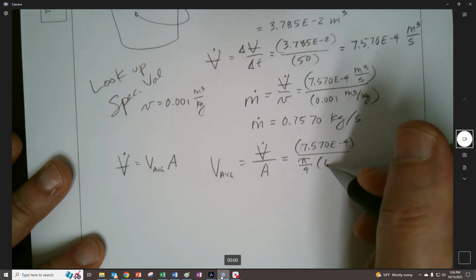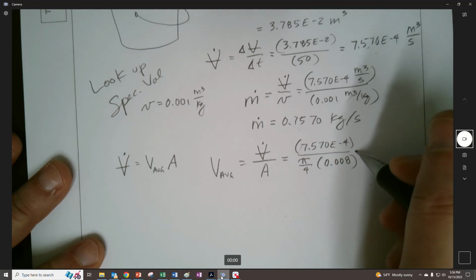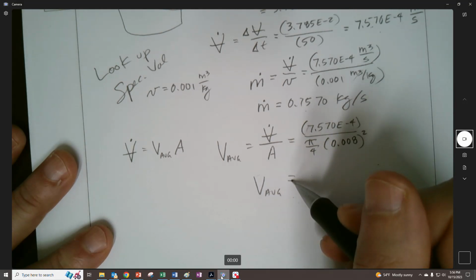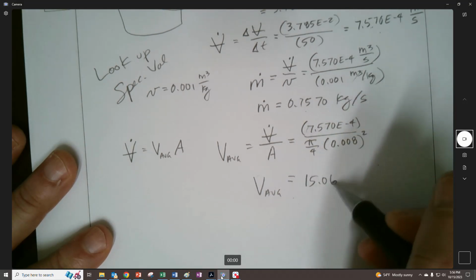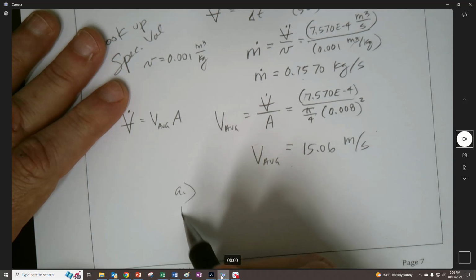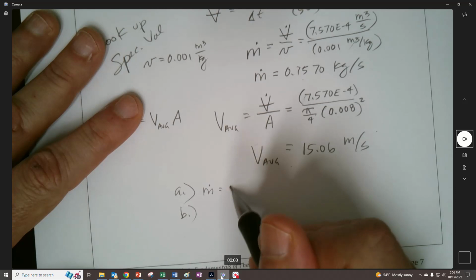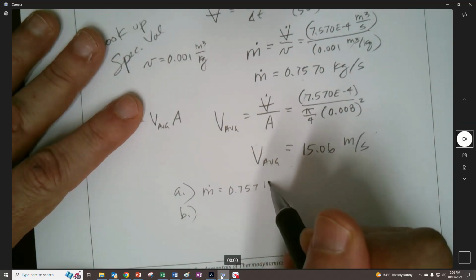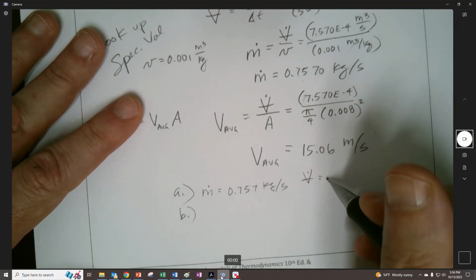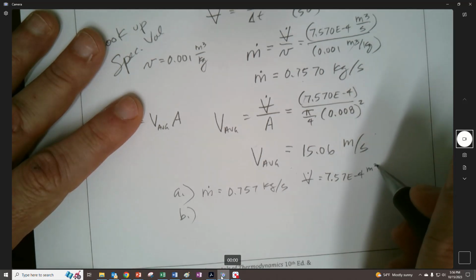All right. So anyway, I'm going to do it in meters. There's 8 millimeters right there, and that's squared. And so the V average is going to be 15.06 meters per second. So if you were to answer all of these things, we said m dot was equal to 0.757 kilograms per second. V dot was a paltry 7.57 E minus 4 cubic meters per second.